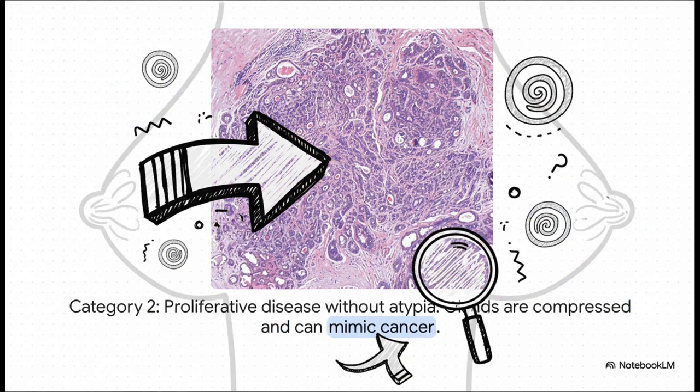Now, moving on to category 2. This is sclerosing adenosis. You can clearly see there is a proliferation of glands, right? An increase in the number of acini. But notice how the stroma is squeezing and distorting them. To someone who is not experienced, this can look very scary. It can even mimic an invasive cancer. But the cells themselves are benign. There is no atypia. So the risk is only slightly high.